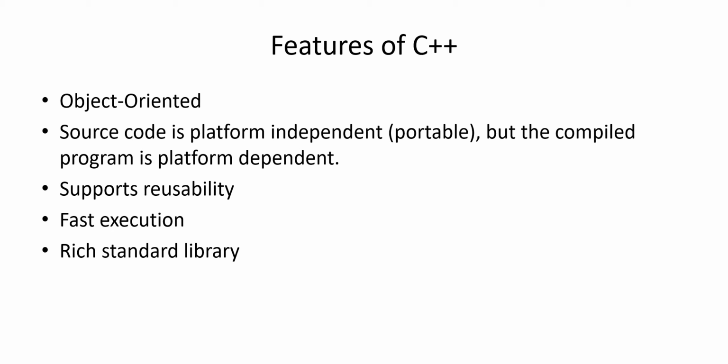This slide shows the features of C++. C++ is an object-oriented language, meaning it supports concepts such as classes, objects, inheritance, and polymorphism. It allows code reusability, which reduces development time. Although the source code is portable, the compiled program is platform dependent. C++ offers fast execution due to its compiled nature and provides a rich standard library that supports various programming tasks efficiently.